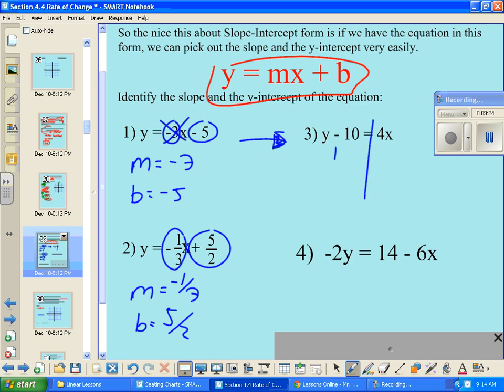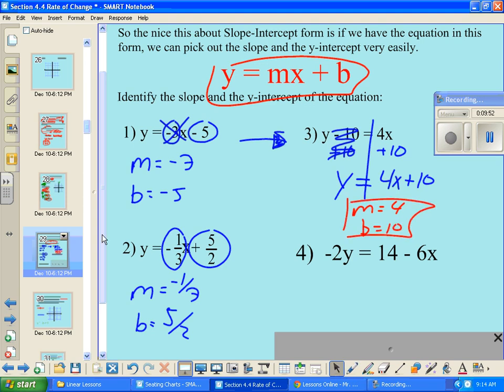If I want to get the equation in problem number 3 in slope-intercept form, I have to start moving things away from y and get y all by itself on the left side. So if it says minus 10, I'm going to add 10 to both sides. That'll get rid of the 10s on the left side. All I have left now on the left side is y. Good, that's what I want. On the other side, I have 4x plus 10. Now I can identify the slope and y-intercept. The slope of this equation is 4. The y-intercept is 10.